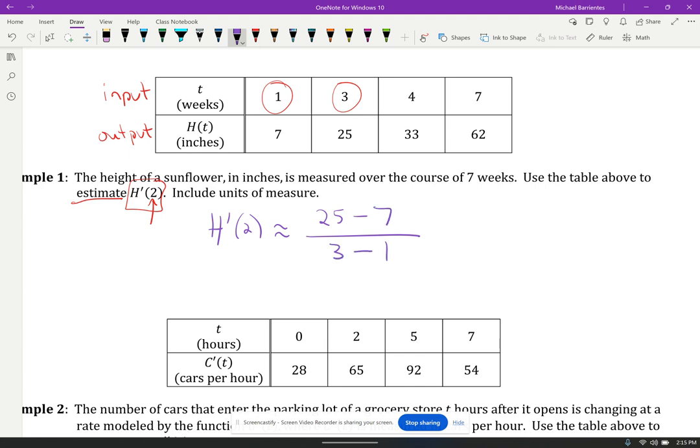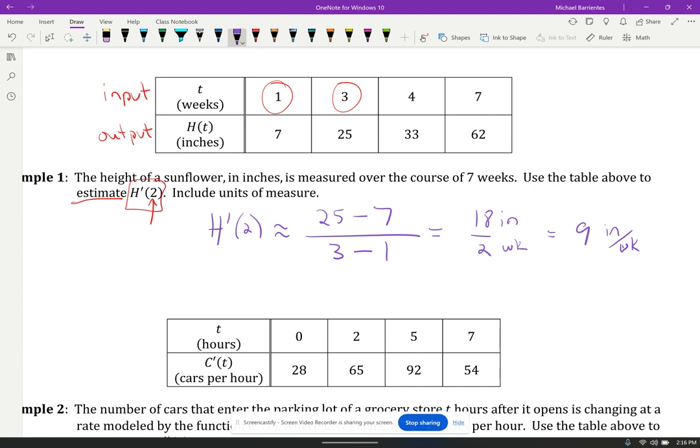So it's the change in the y's over the change in the x's. Knowing that, we can just subtract straight across. We'll get 18. Subtract straight across, we get 2. And our answer will be 9. But what are the units? Well, these values were measuring inches. The bottom values were measuring weeks. So then this is 9 inches per week.